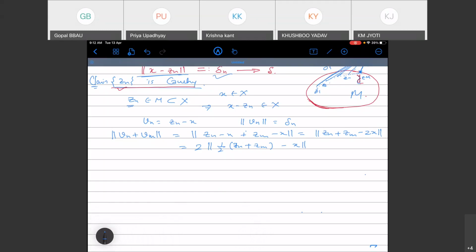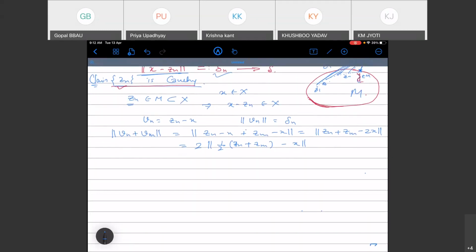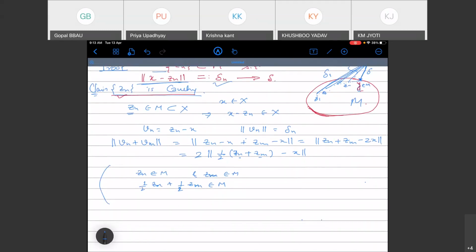Now we also know that M is convex. It is given that M is convex. For a convex subset, if two elements Zn and Zm both belong to M, correct? Then by definition of convexity, 1 by 2 Zn plus 1 by 2 Zm again belongs to M. How do you see this? Here is our Z1, here is our Zn. If you draw this vector Zn minus Zm, what is that point U? 1 by 2 (Zn plus Zm) is somewhere here.